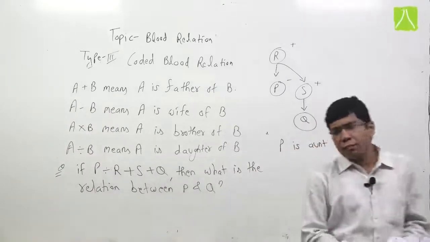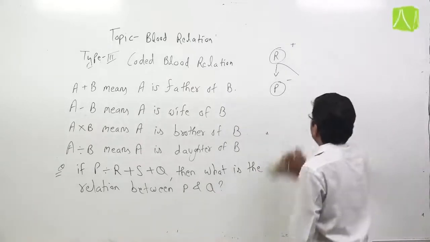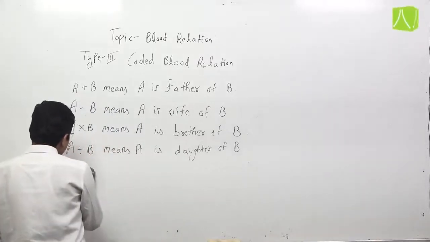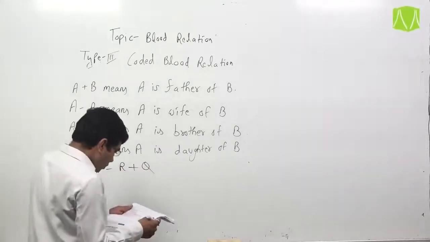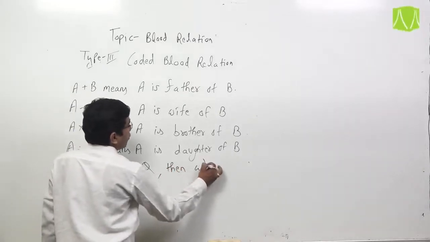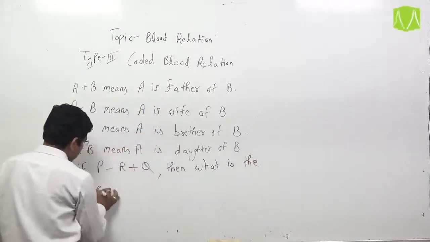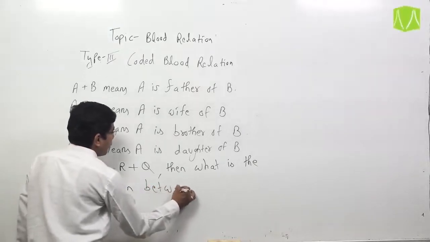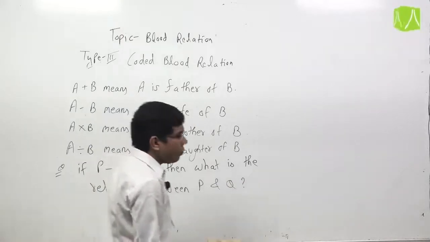Now take a further example. Coding is the same, we change the questions only. Second question based on this coding is, if P minus R plus Q, then what is the relation between P and Q?